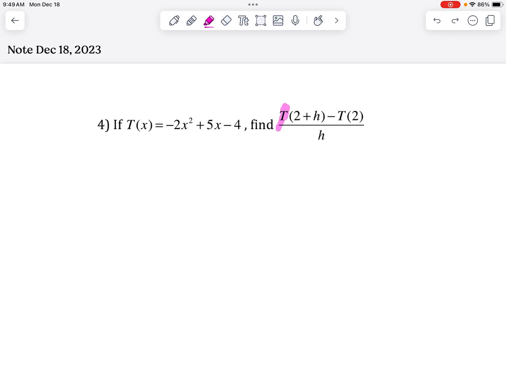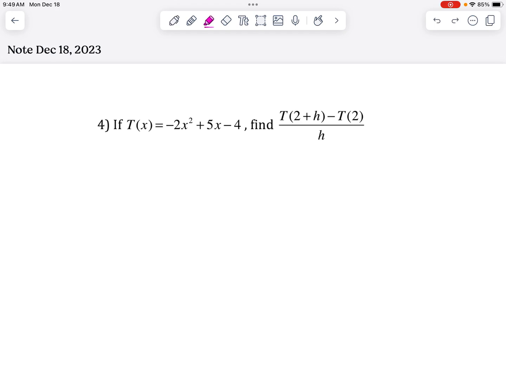This right here is an important expression because it actually comes from the definition of the derivative in calculus, which is one of the most important ideas in calculus. We're not going to do the calculus part just yet, but we're going to do the algebra / precalculus part.